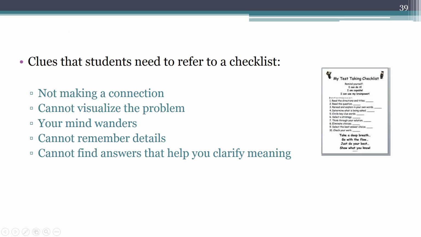If you see that your students are not making connections, can't visualize, their mind is wandering, they're not remembering details, or they're not finding answers, they may need a checklist that helps walk them through.